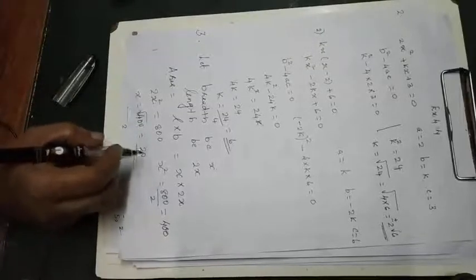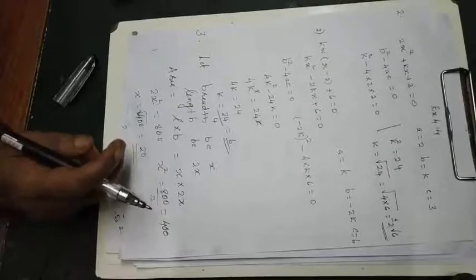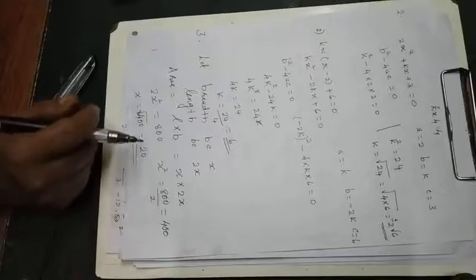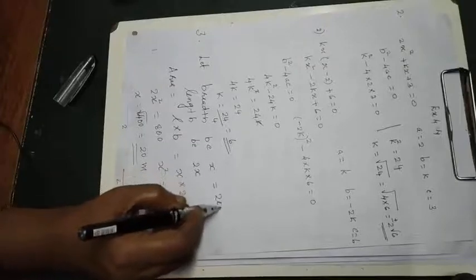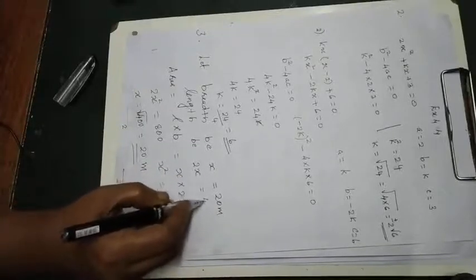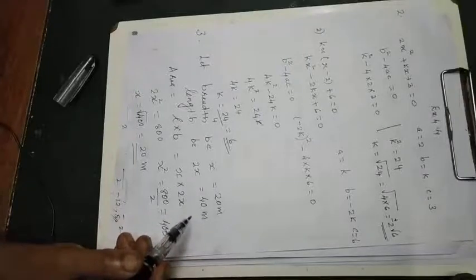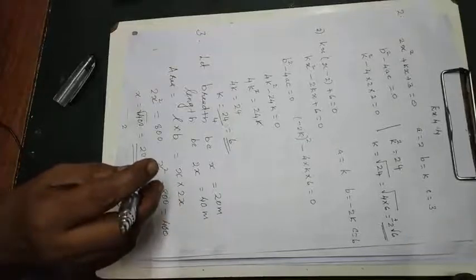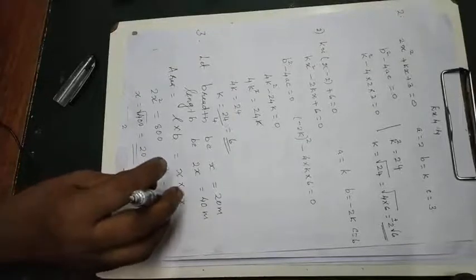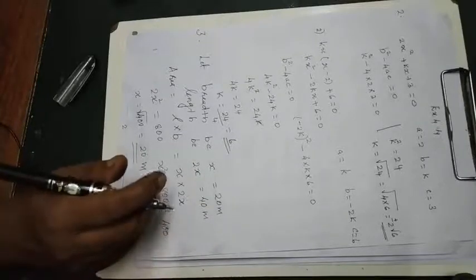Here you will also get plus or minus 20, but as it is a length, only the positive value you have to take. So breadth x is equal to 20 meter and length should be 40 meter. When you find length into breadth, you see the 800 square meter, that is the area. So is it possible to make a garden like that? Yes, it is possible. Then you have found the length and breadth of that plot.